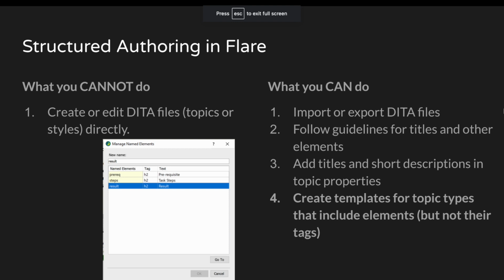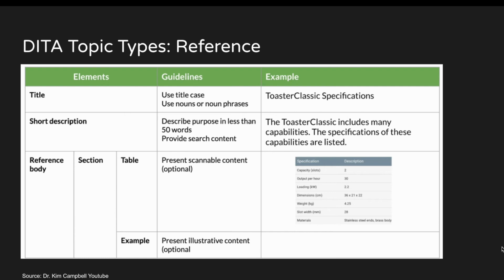Okay, so we've just walked through three examples of DITA topic types. These are concepts, references, and tasks. And of those three, we walked through guidelines that Jorsic provided to their content writers. These guidelines are just sort of parameters for each of the different structured elements within a topic. So let me give you an example. In our reference topic, the elements are title, short description, reference body, section, table, and example. Some of them are optional, some of them are not optional.